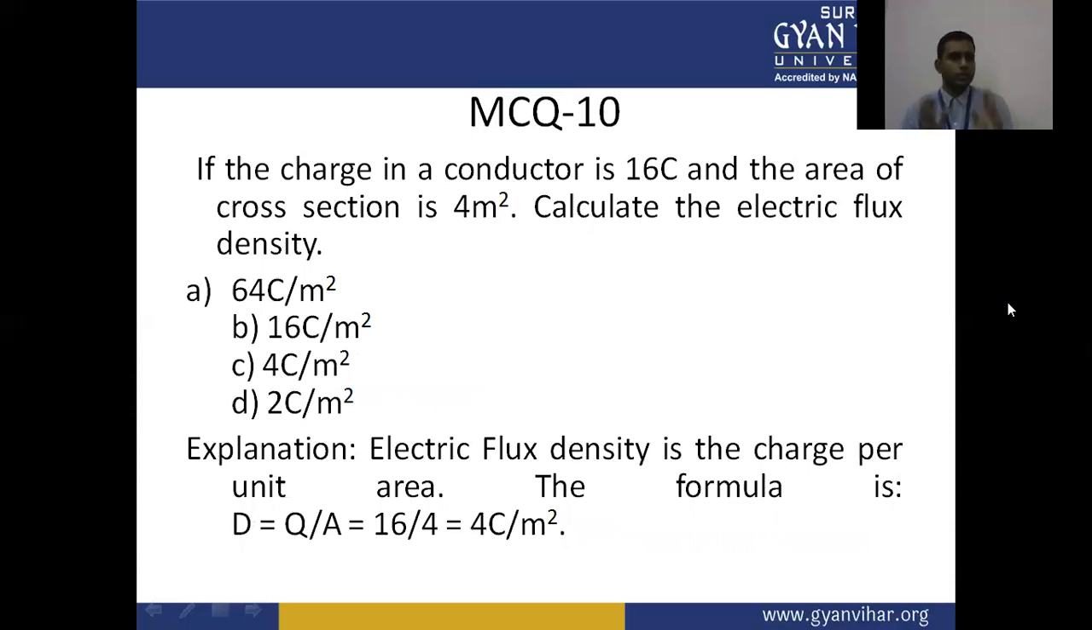Last, if the charge in a conductor is 16 C and the area of the cross section is 4 meters square, calculate the electric flux density. So electric flux density is Q upon A, where Q is 16 C and area is 4, so 4 coulomb per meter square is the final answer of this question.